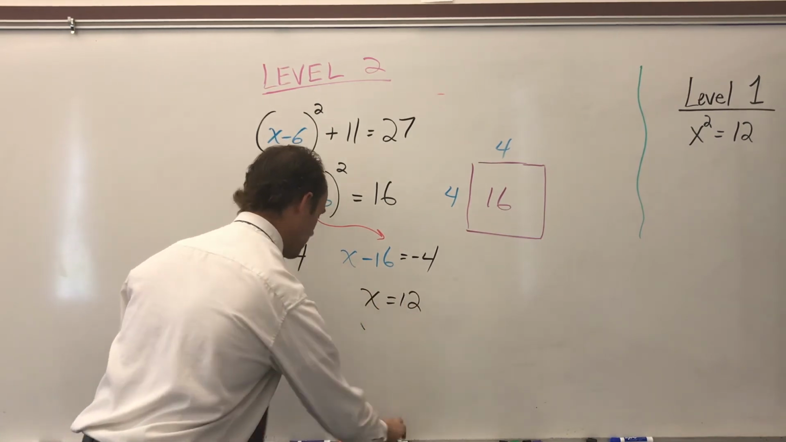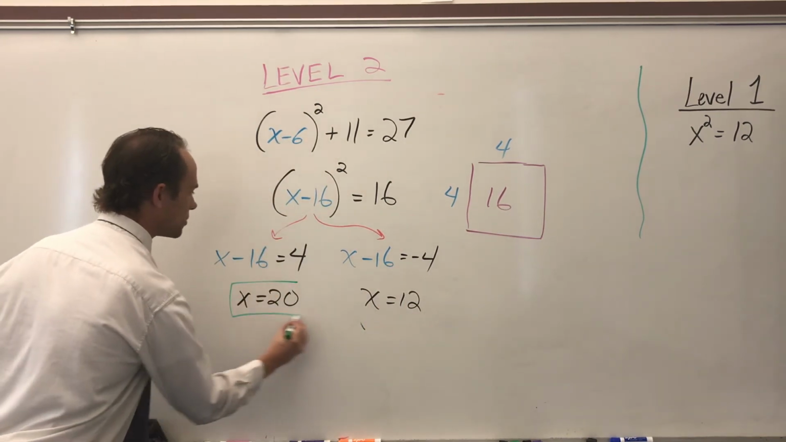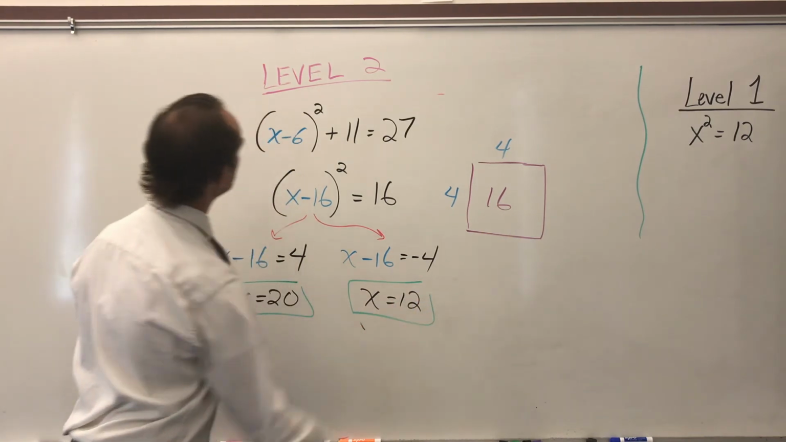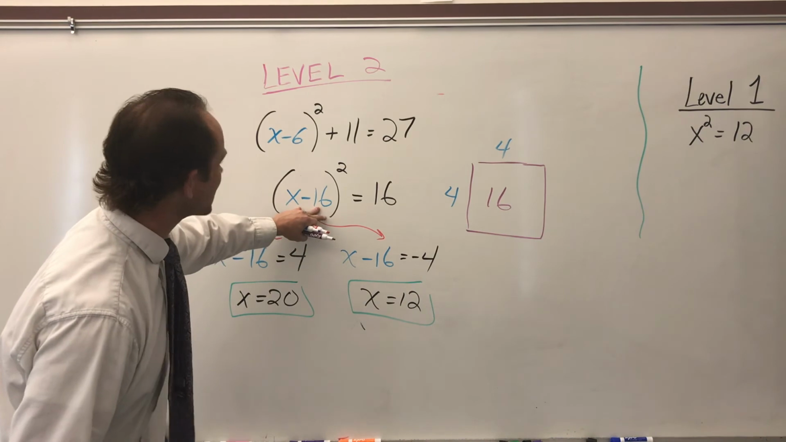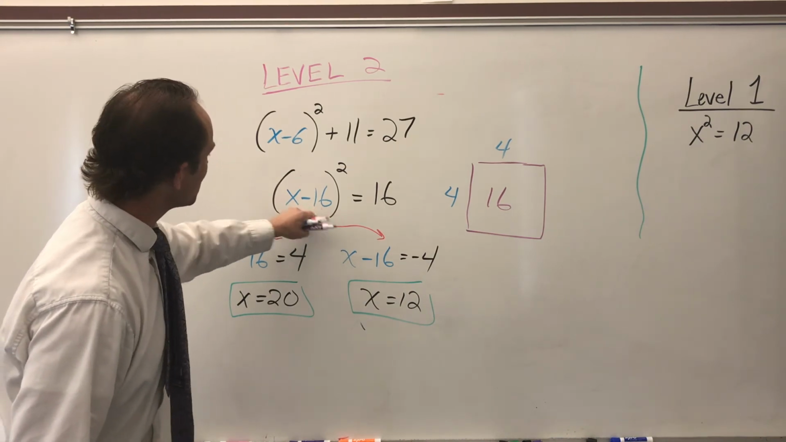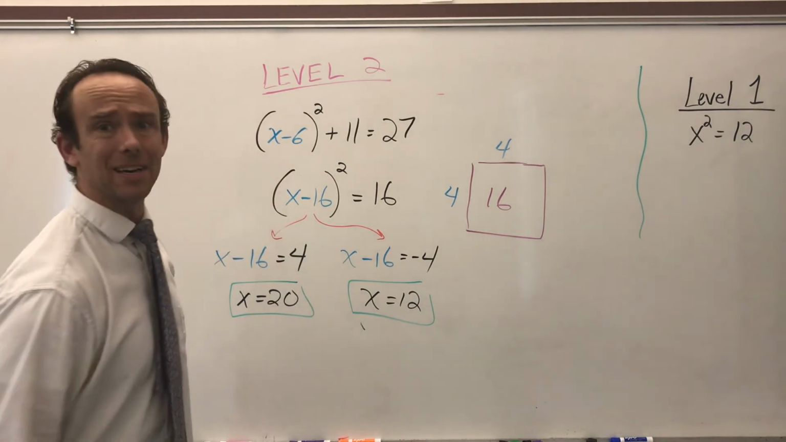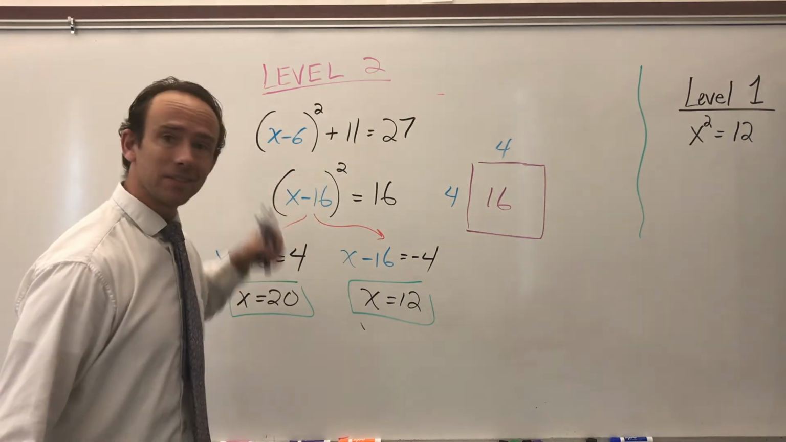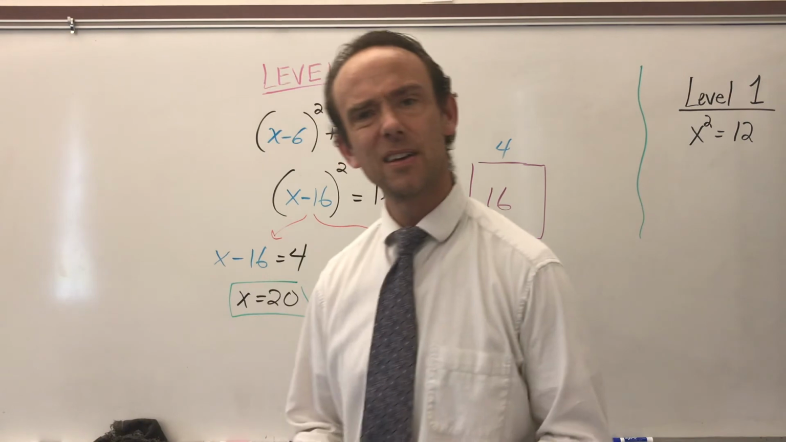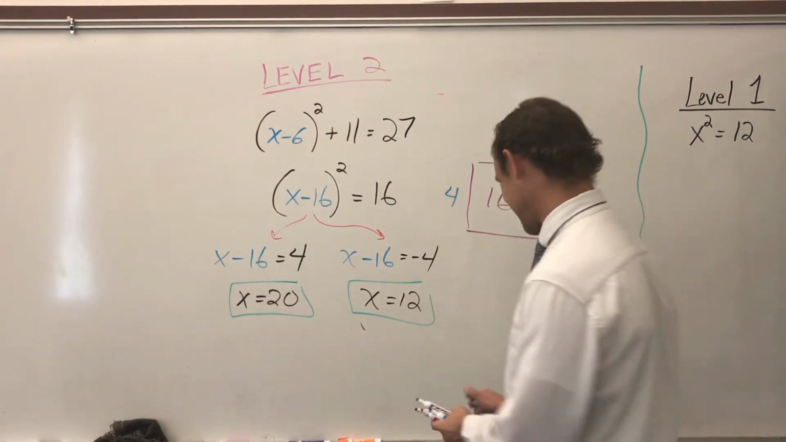And whoa, sometimes it's so beautiful. A lot of times you might look at this and say, this thing just has to be 4, so this better be 20. Done. Oh, it could be -4, so it better be 12. Done. You got any questions?